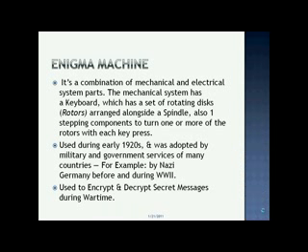Another method of cryptography is the Enigma machine. It's a combination of mechanical and electrical system parts. The mechanical system has a keyboard which has a set of rotating discs, which are rotors, arranged alongside a spindle, also one stepping component to turn one or more of the rotors with each key press. The Enigma machine was used during the early 1920s and was adopted by many military and government services of many countries. For example, the Nazi Germans used this before and during World War II. The Enigma machine was used to encrypt and decrypt secret messages during wartime.